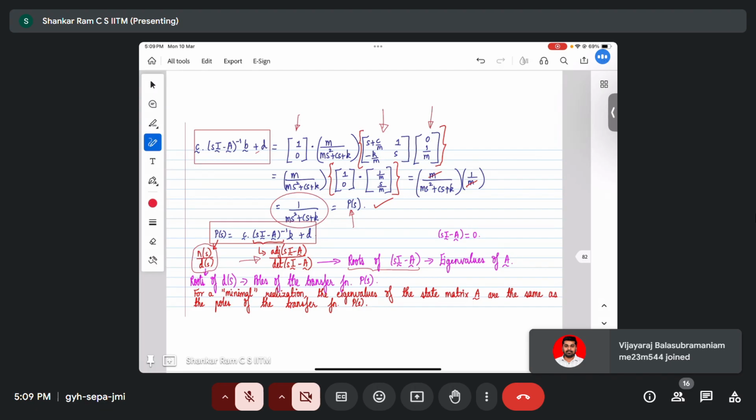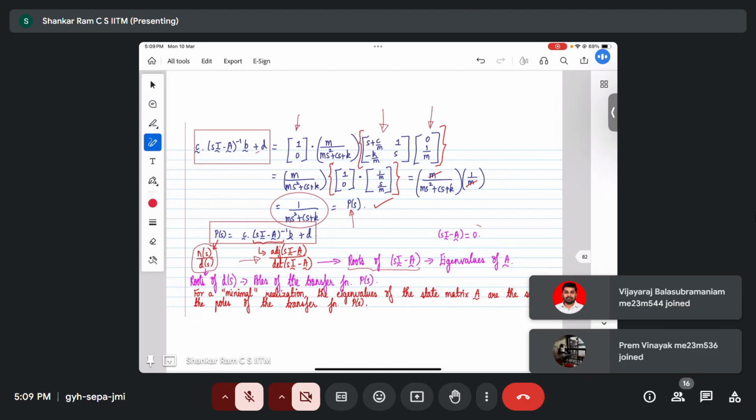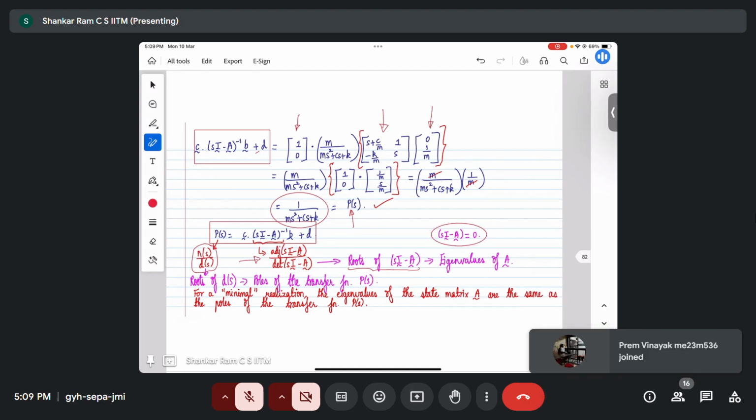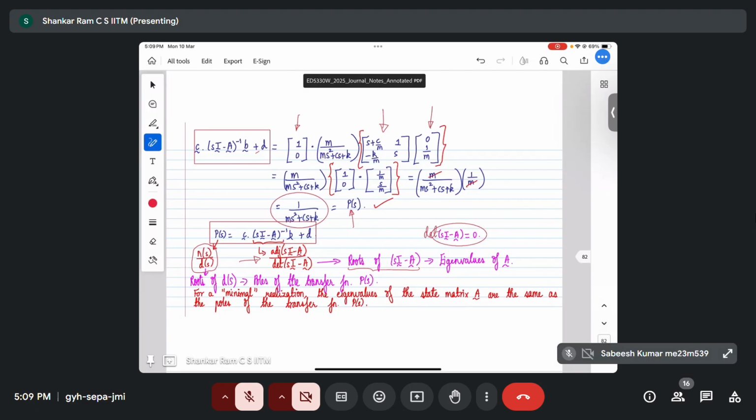All of us know about that. So when you and I solve the determinant of SI minus A equal to 0, sorry, there's a typo here. You and I need to solve the determinant of SI minus A equals 0, and that is the denominator polynomial equal to 0. If we solve it, we get the eigenvalues of the state matrix.